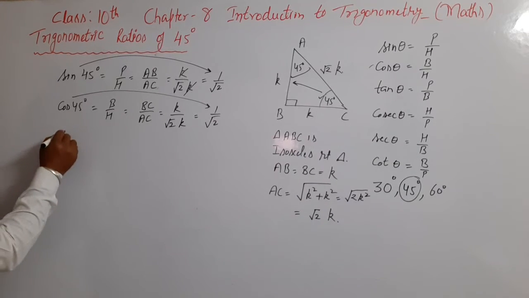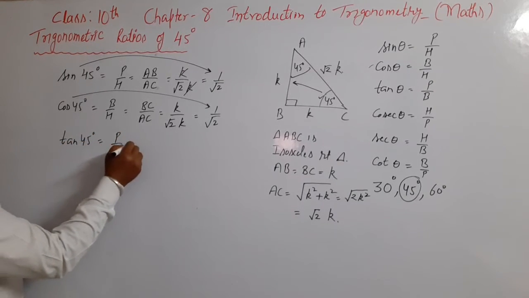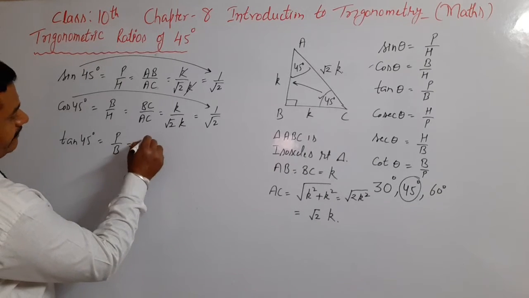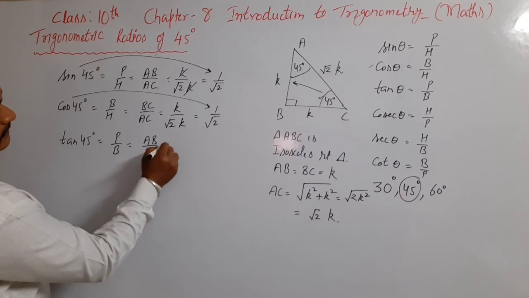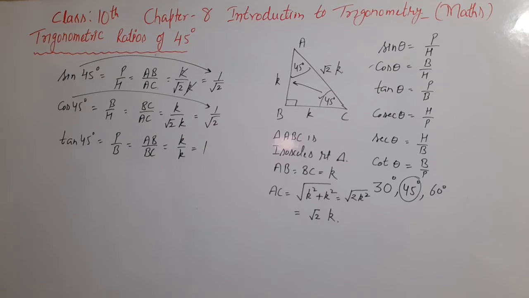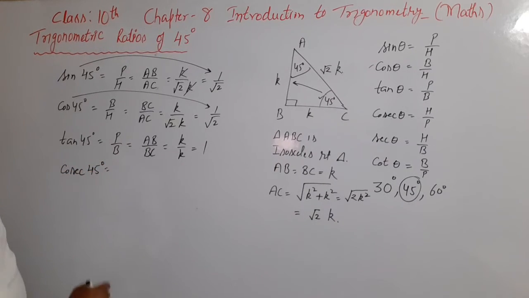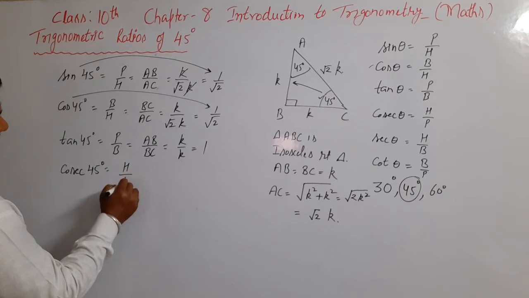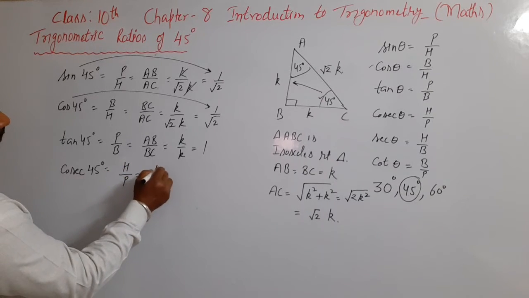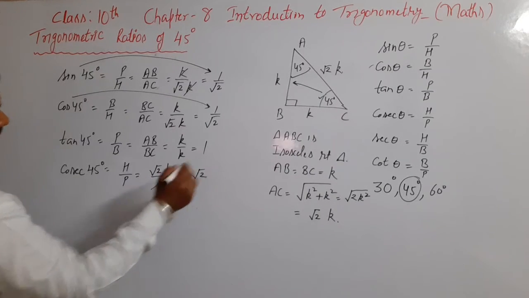Now let us find tan 45. Tan 45 is equal to perpendicular upon base. Perpendicular here is AB and base is BC. So it is equal to K upon K is equal to 1. Now cosecant 45 degree. Cosecant 45 degree is equal to hypotenuse upon perpendicular. Hypotenuse is root 2K and perpendicular is K, which is equal to root 2.